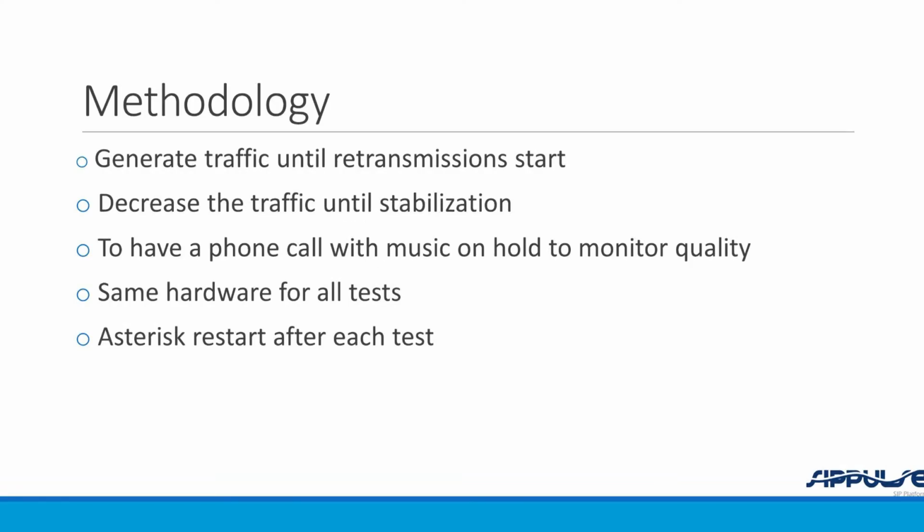Methodology: the idea is to generate traffic until retransmissions start. So the cut is retransmissions. Decrease the traffic until stabilization. It takes some time to do the test. You have to, let's say, go to 500 calls per second, and it fails. Then you go to 250, and it's okay. Then you go in the middle again until you find the right performance.